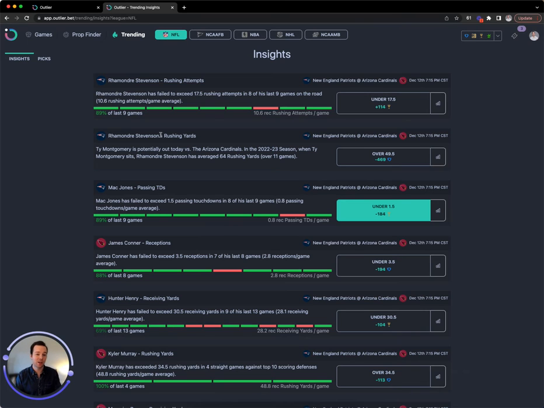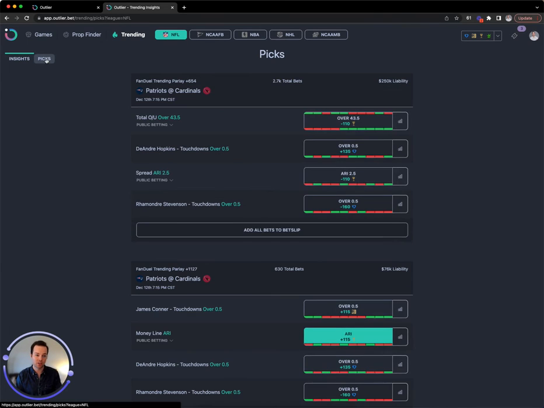All right, then the last thing to look at are the trending picks. So I'll click the trending picks. Here, we're actually piping in FanDuel's trending parlays. So you can see here that this is a four-leg trending parlay from FanDuel that has plus 654 odds for tonight's Patriots-Cardinals game. There are 2,700 people that have taken this exact parlay on FanDuel. And in fact, if this parlay hits, FanDuel is liable to pay out $250,000.